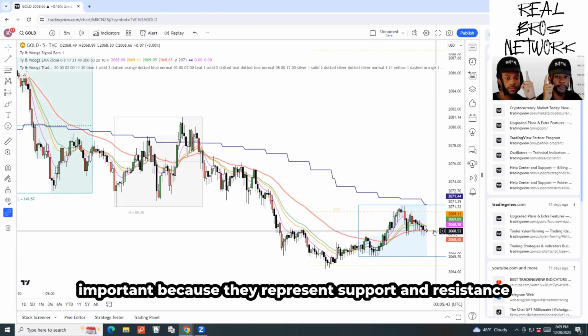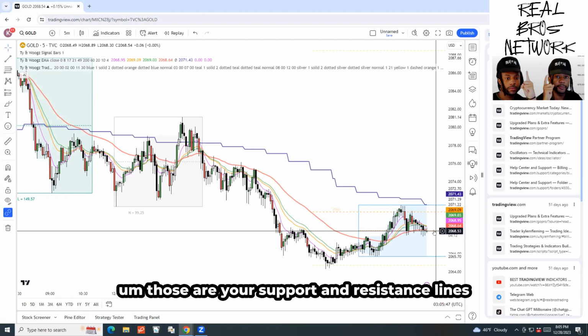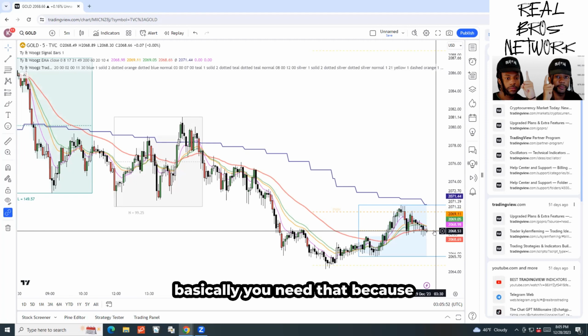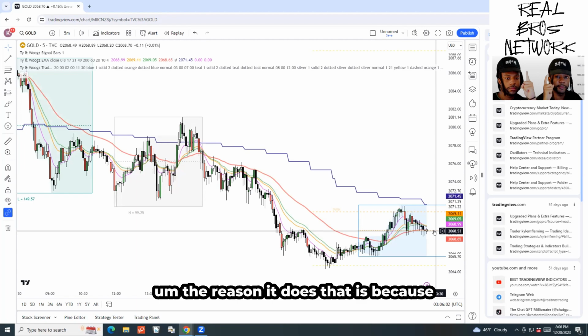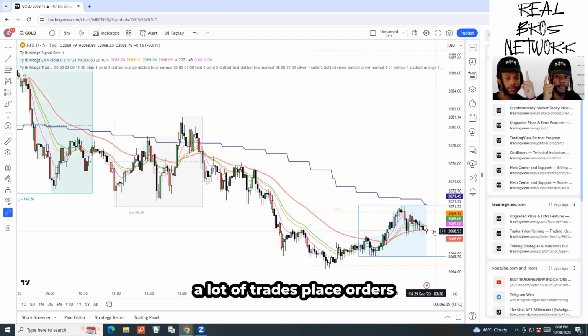So those lines are important because they represent support and resistance. Basically, you need that because you want to know where price is headed. Price is like a magnet, it goes to support and resistance. The reason is that a lot of traders place orders at those prices, like JP Morgan, for example. They don't trade using these charts.